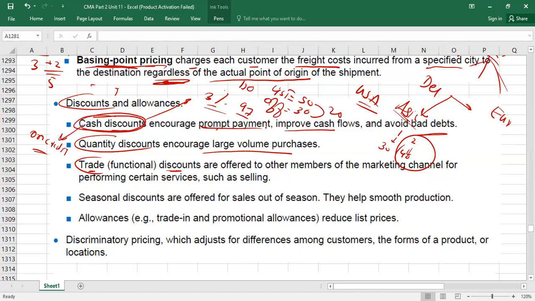If they pay within 10 days, this is what is called a cash discount. It will encourage prompt payment. It will improve your cash flow because you're collecting cash earlier, and you can avoid bad debts.